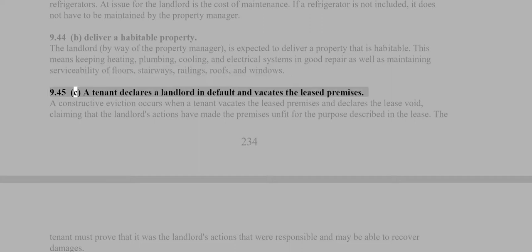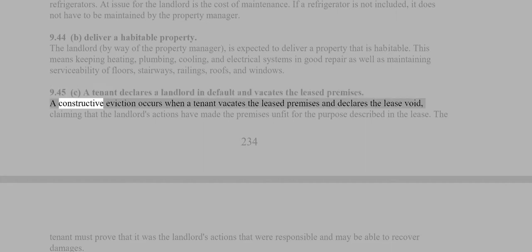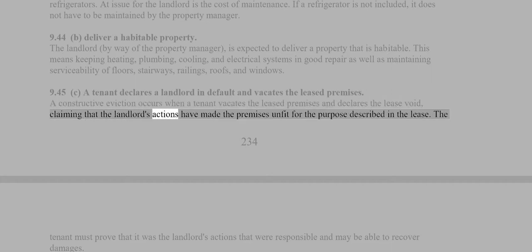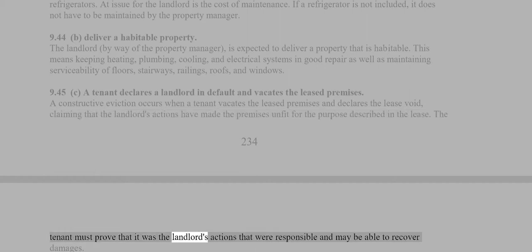9.45 C. A tenant declares a landlord in default and vacates the leased premises. A constructive eviction occurs when a tenant vacates the leased premises and declares the lease void, claiming that the landlord's actions have made the premises unfit for the purpose described in the lease. The tenant must prove that it was the landlord's actions that were responsible and may be able to recover damages.